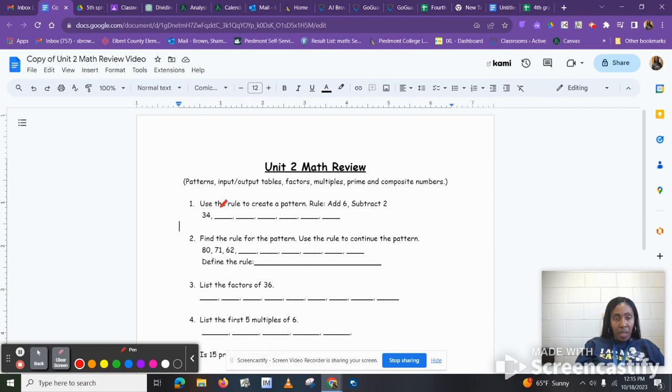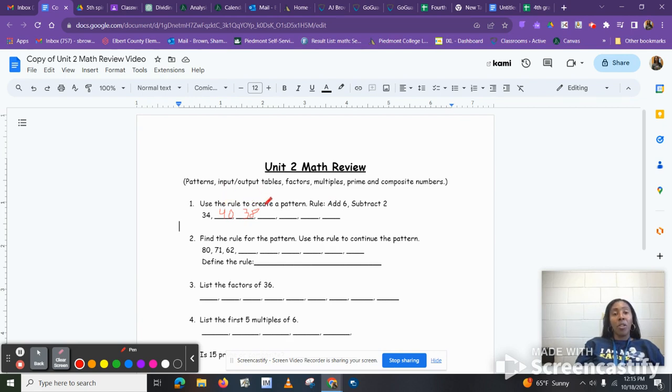Then it says subtract 2. So if I subtract 2 from 40, that will give me 38. So that will be 38 for my next number. Then I will go back. The pattern just repeats. So it's add 6, subtract 2. I did the add first, then I did the subtract.